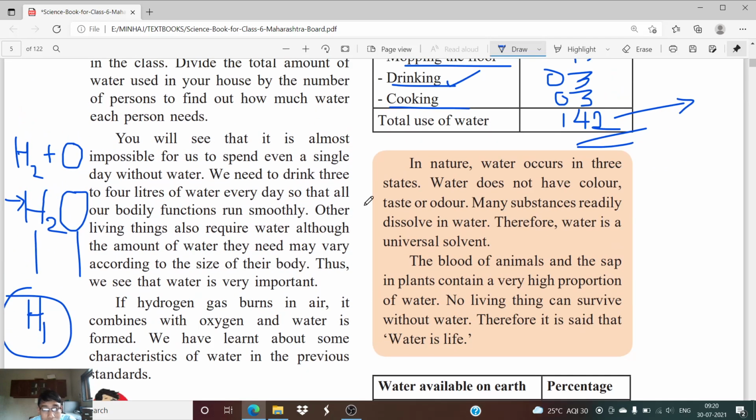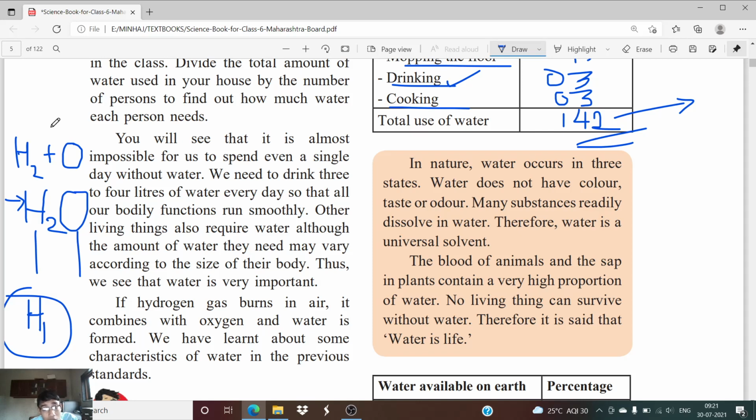Now you can see that in nature water occurs in three states. What are those three states? Those are the solid state, liquid state and gaseous state. You can find water in the solid state in the form of ice. Then the liquid state, that is water itself in the liquid state.